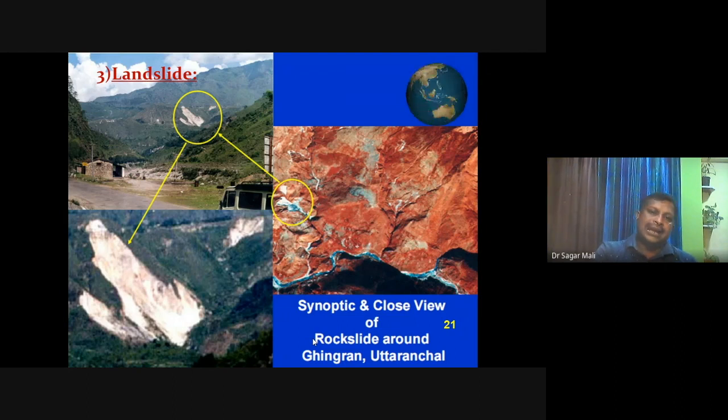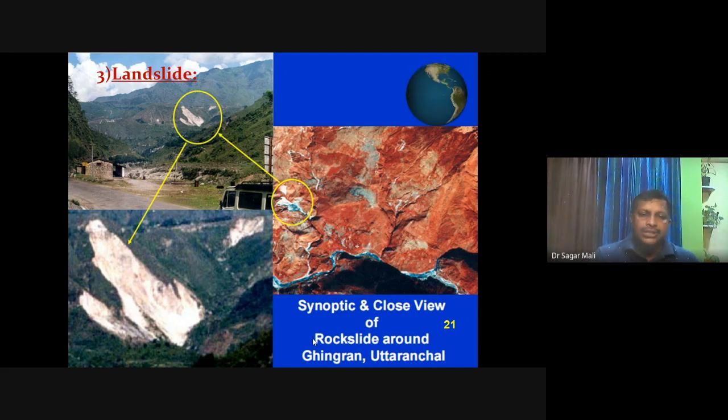Another disaster is a landslide. We all are aware about the incidents in Maharashtra, the Malin incident. After that, the government of Maharashtra decided to make the hazard zonation map of the Western Ghats of Maharashtra, to make the risk zonation map and to avoid such types of landslides in the particular area.